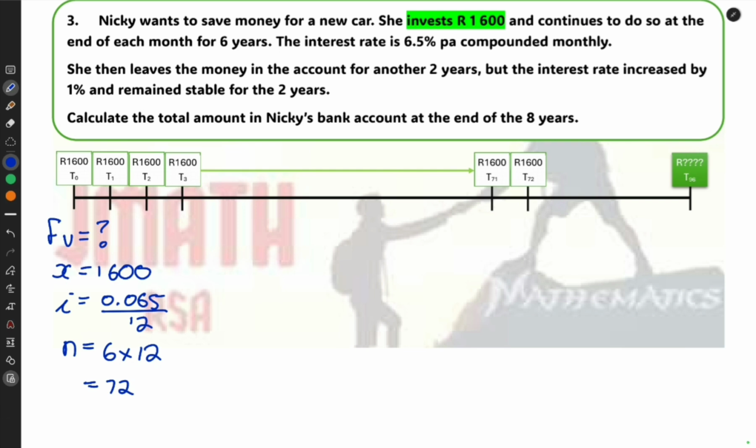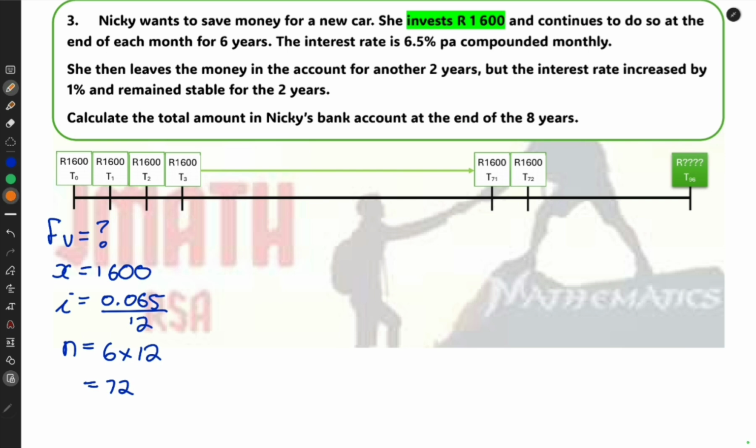They say she invests 1,600 Rand and then continues to do so at the end of each month. So if you look at my little timeline, normally investment starts at term 1. Like I said earlier, in the end of the month is when it normally starts. That's what the bank wants from you. But Nikki was smart and she said, no, take my money now. The day she went into the bank to start the savings account, she gave them 1,600 Rand. So that is the same as them saying immediately.